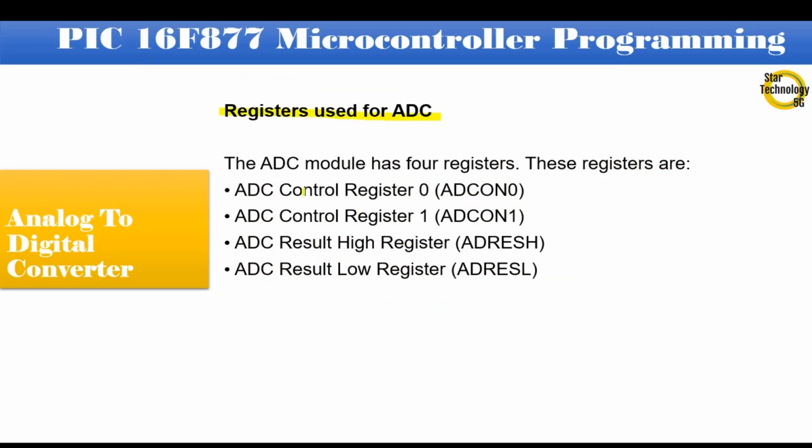Registers used for ADC. The ADC module has 4 registers. These registers are ADC Control Register 0, ADCON0, ADC Control Register 1, ADCON1, ADC Result High Register, ADRESH, ADC Result Low Register, ADRESL.